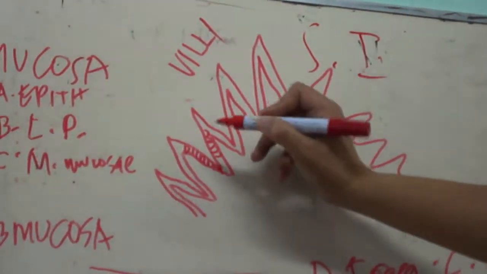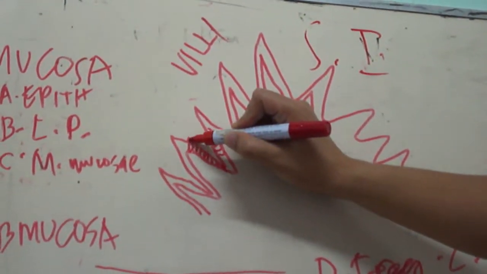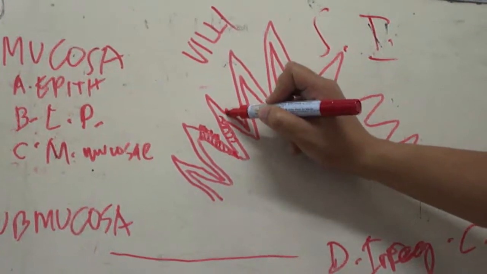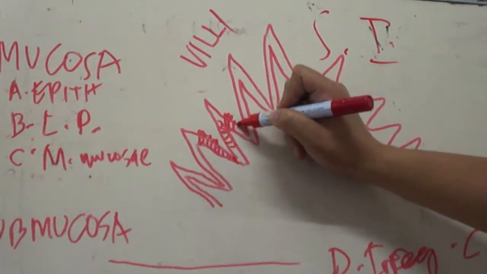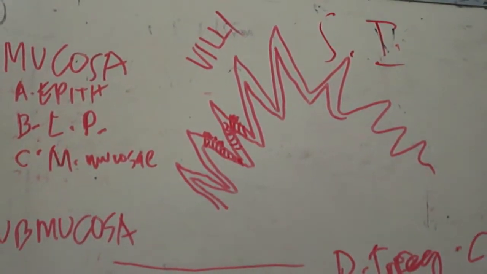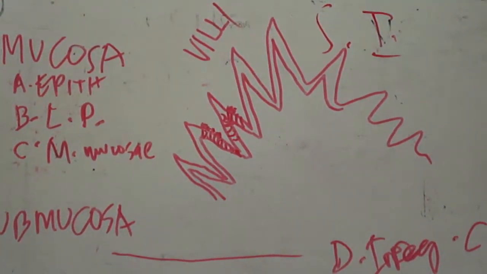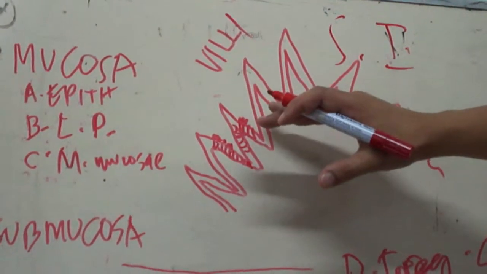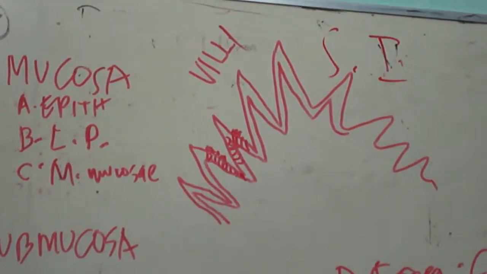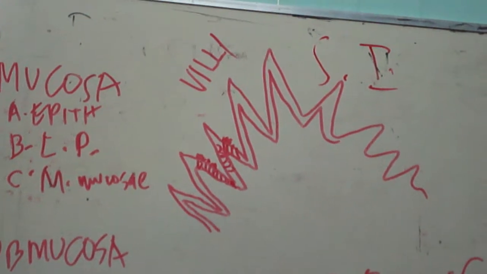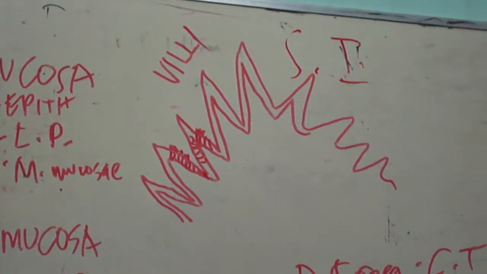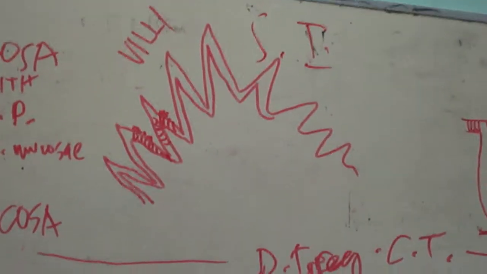Aside from that, there are still minute projections at the surface of the epithelial cells, especially the absorptive cells. How do you call those small finger-like projections at the surface? Microvilli. So basically, the microvilli and the villi are modifications in the small intestine. What is the purpose of the microvilli and villi? To increase the surface area of absorption.